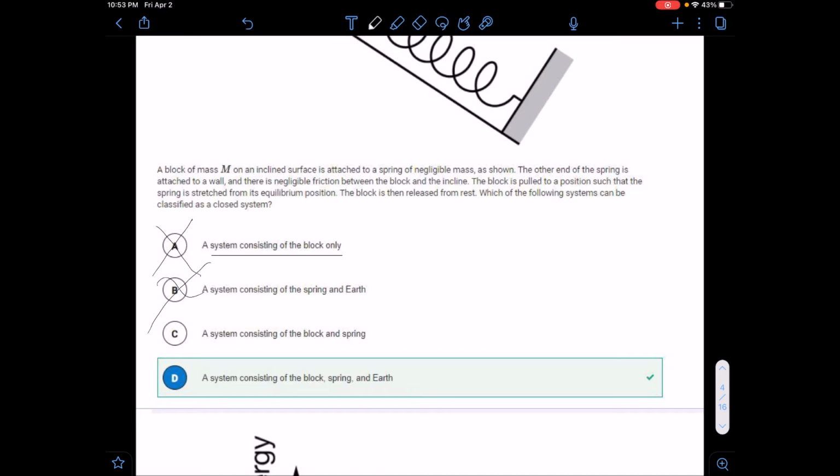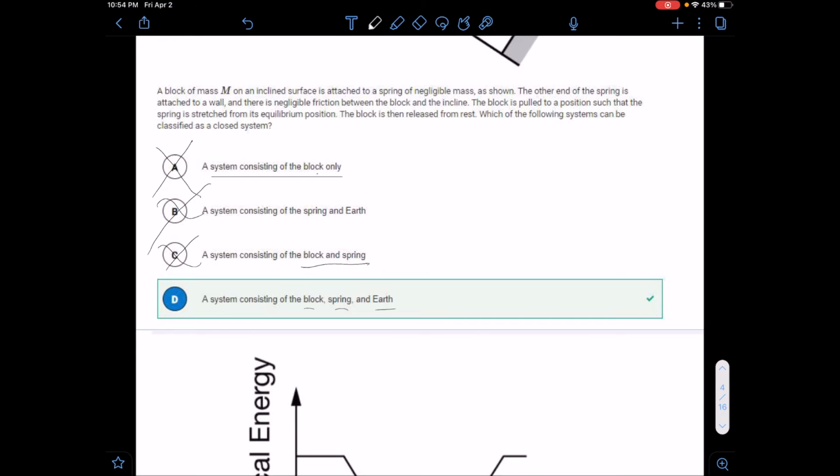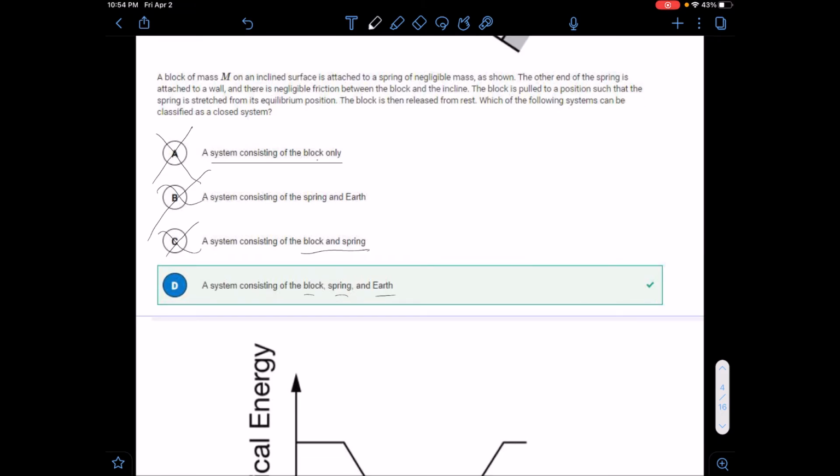A system consisting of the block and spring. Well, as we mentioned above, we would still have the Earth's gravitational force. So with all three of these elements combined together, we have our correct answer, which is D.